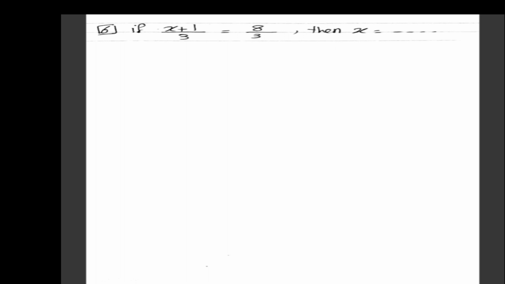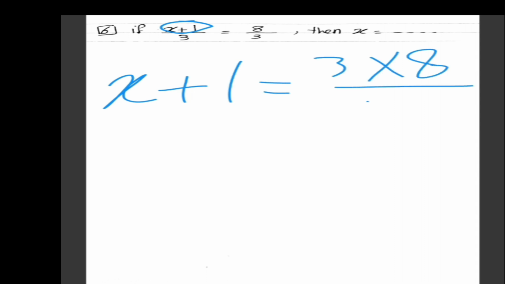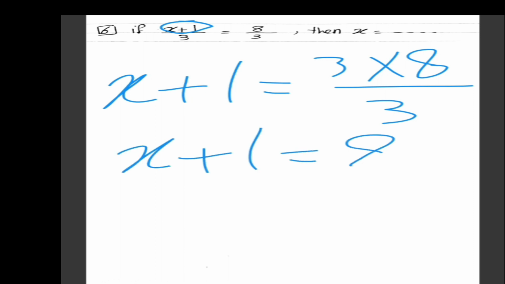In example number 6, he says that if (x + 1) : 3 = 8 : 3, then x equals what? Here we get x plus 1. We will get the value of all of x plus 1. So x plus 1, make a cross as we say, 3 times 8 over 3. So x plus 1 equals 8.